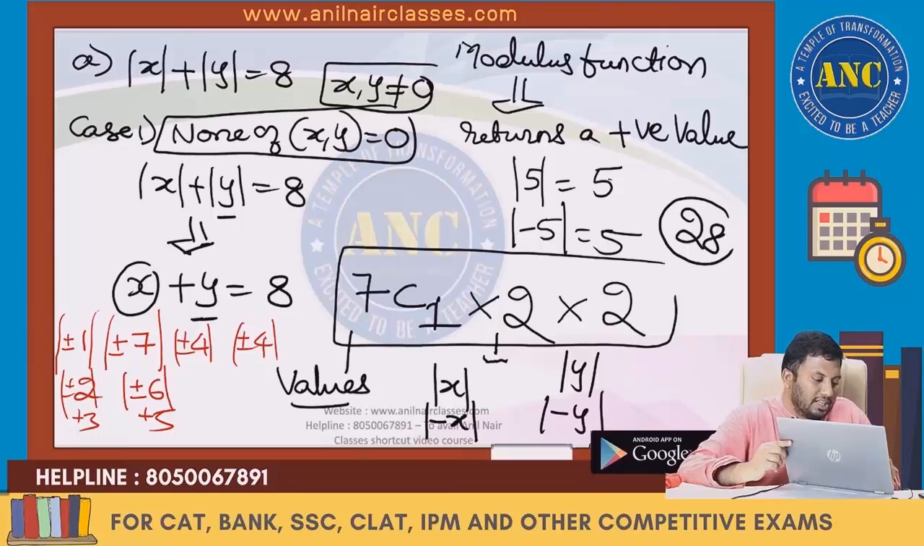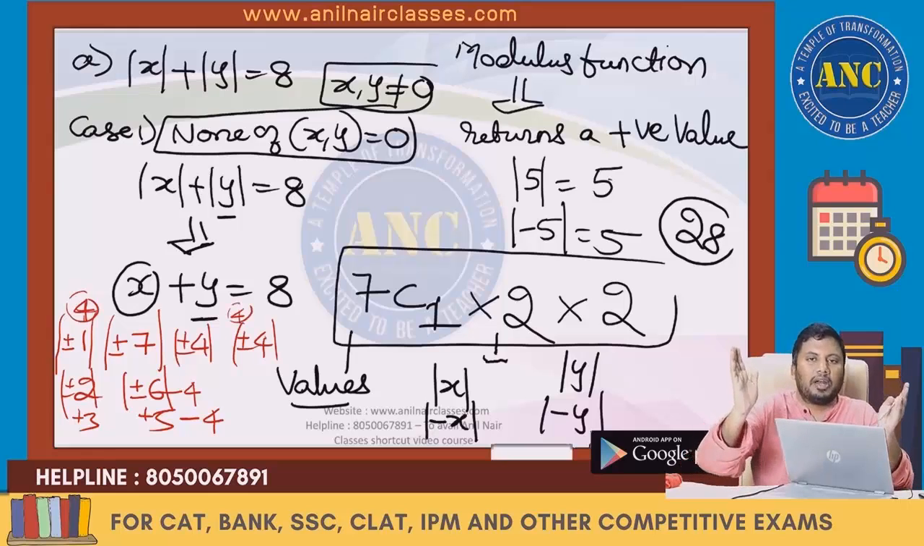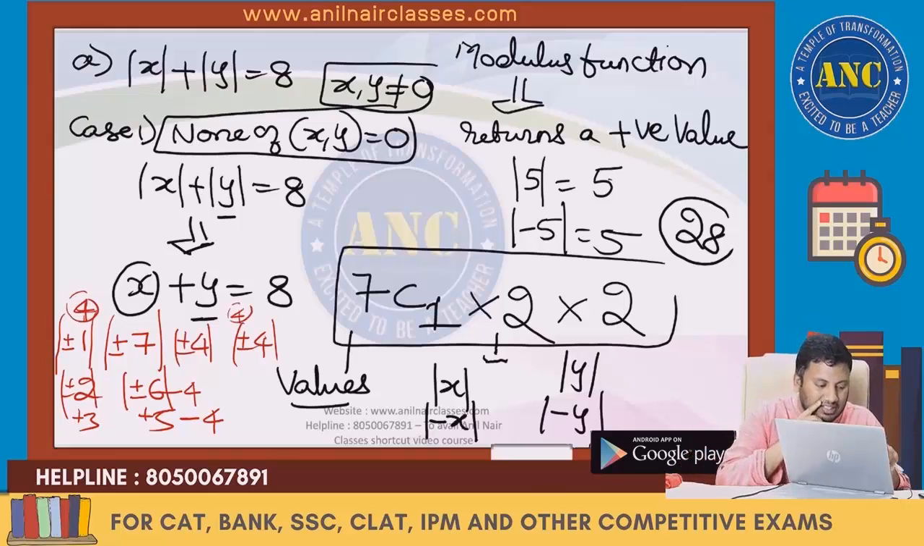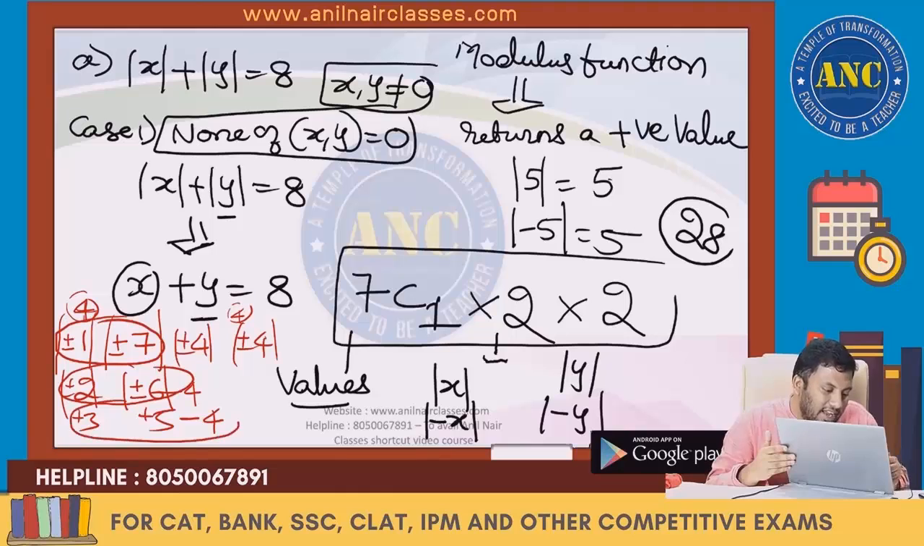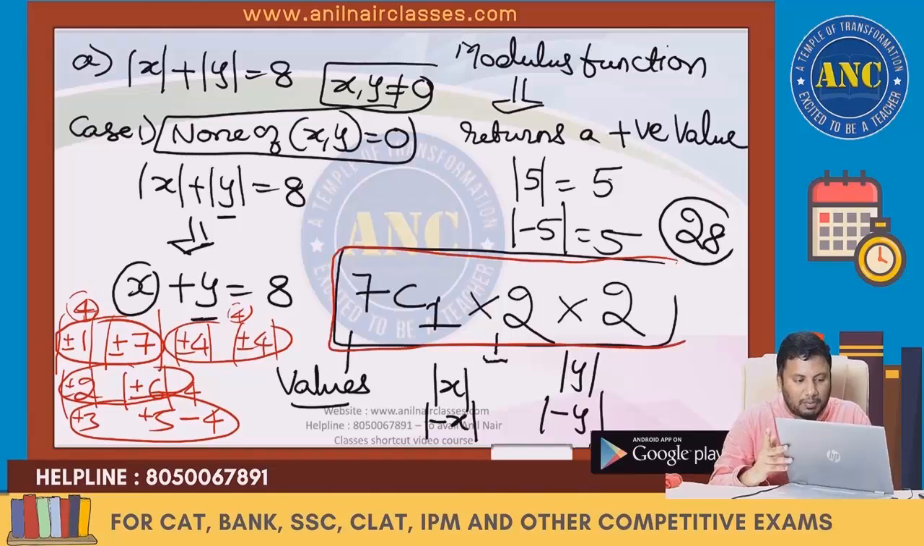So here it is 4 cases, here it is 4 cases, here it is 4 cases. 4, 4, 4, 12. Here it is 4, 16. 1 comma 7 reverse, 4 cases. 2 comma 6 reverse, 4 cases. 3 comma 5 reverse, 4 cases. So totally with reverse it will give you 8 cases, 8 cases, 8 cases, 4 cases. 8 3s are 24 plus 4, 28. This is the case number 1. None of x comma y is 0.